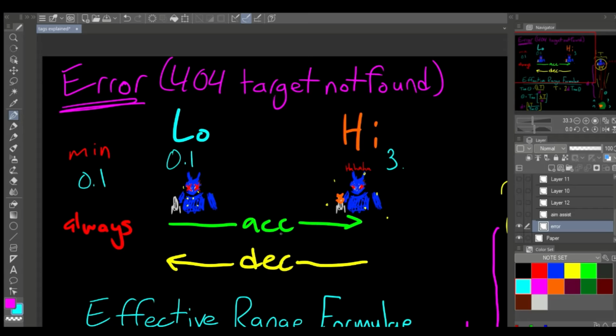So there's also an acceleration time and a deceleration time. The acceleration time just states how long of continuous fire it is going to take for your accuracy to go from low to high, and then deceleration is just the inverse of that. How long is it going to take you to go from high to low?